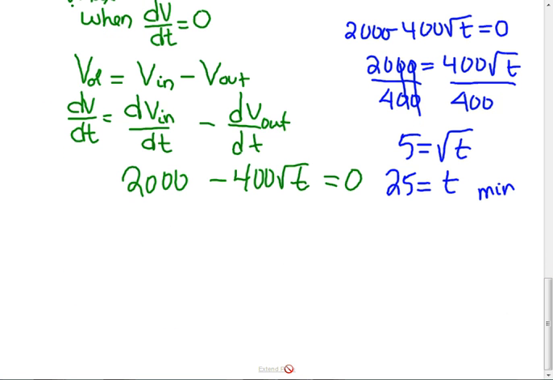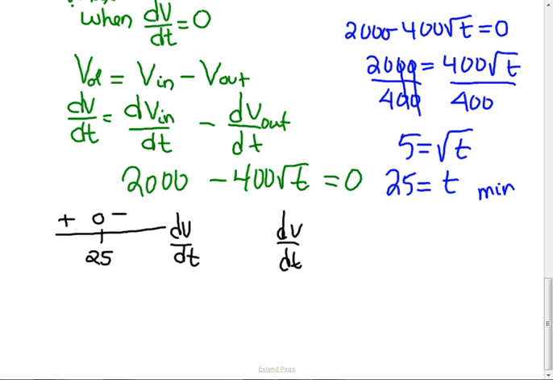I like a little sign chart. Whoops, I was afraid I was going to run out of space. This is not justification. Here's 25, here's dV dt. If this truly is a maximum, what has to be true about the sign here and the sign to the left, right? It has to be positive, negative. They are not going to trick you. I've never seen them trick you. If they're asking for a maximum, then it's going to work. And you would say it's a maximum because dV dt changes from positive to negative. Now, do you believe it really is positive and negative?